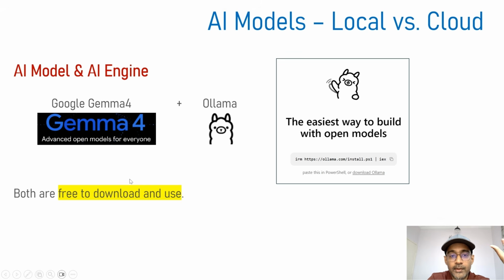So this is the concept you have to understand. There is an AI model, which is Google Gemma 4 in our use case, and there is an AI engine, Ollama in our use case. If you have these two on your PC, you're able to use AI on your laptop or PC. The good thing is both are free to download and free to use. These are open source and fall within the open source free usage license.